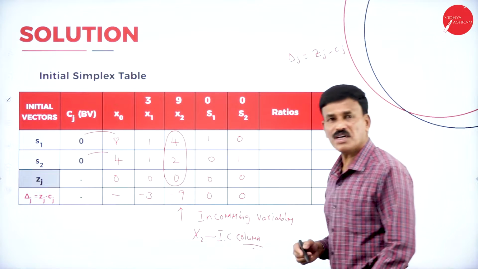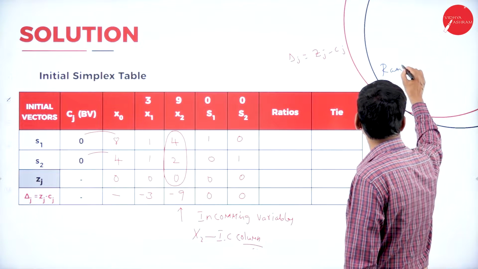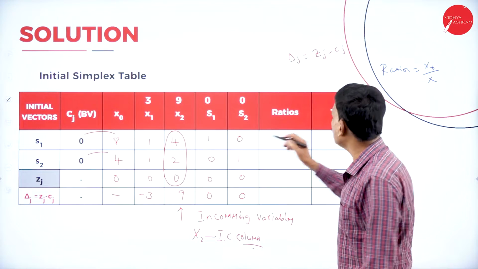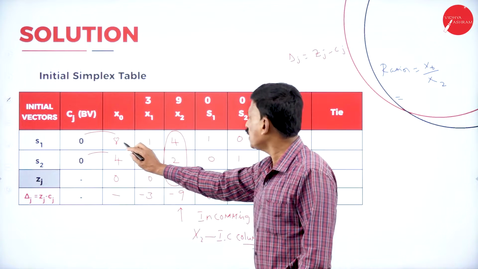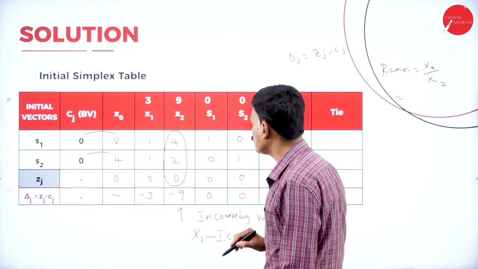Okay. Now find out the ratios. The ratio is equal to x0 divided by the incoming variable x2. Now first one, what is x0? We have 8 divided by 4. 8 by 4 is equal to 2.